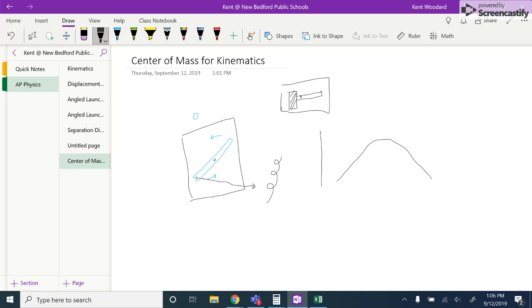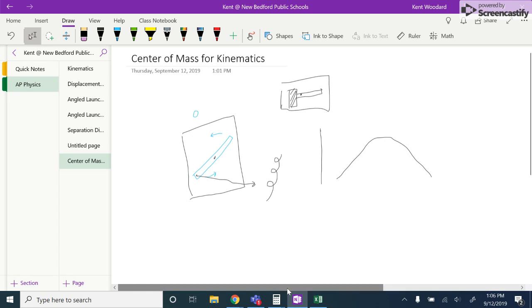So that's all I have to say on the center of mass for now. When it gets time, we'll calculate where the center of mass is later on in the course. But I'll see you in the next video. I think this concludes the one for kinematics, but we may have more in the future. All right. There we go.